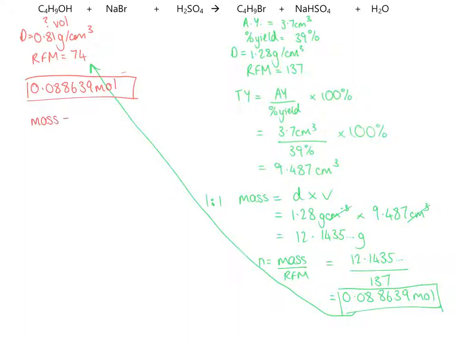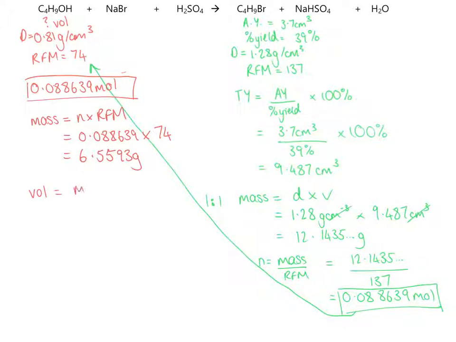I do that by using the equation mass equals n times RFM. My number of moles is 0.088639. My RFM, as worked out earlier, is 74. Put that into your calculator, it should come out as 6.5593 grams. And then to work out the volume, I need to rearrange my density equation.